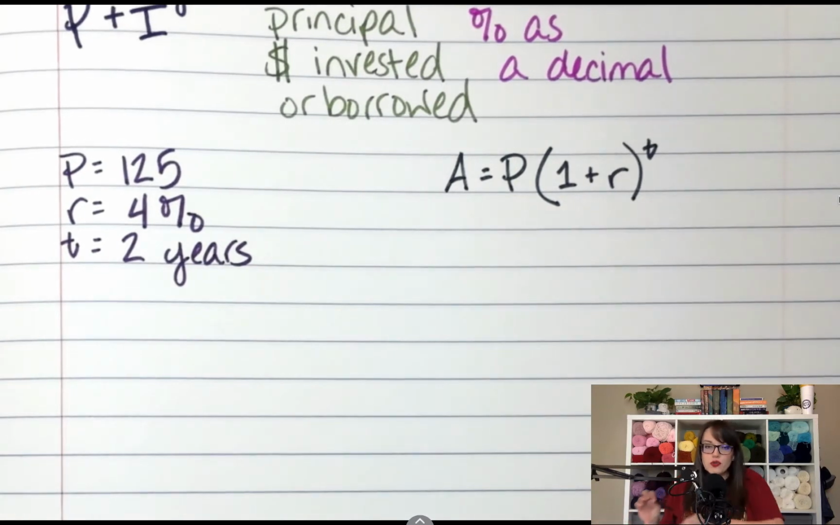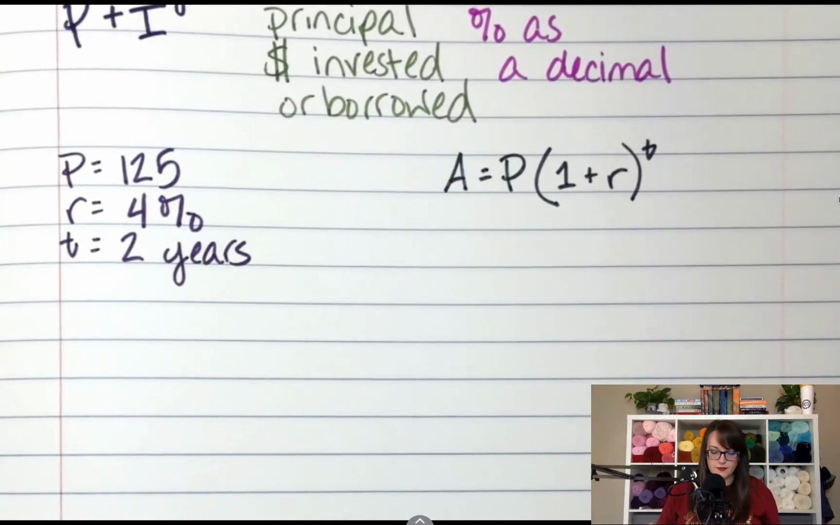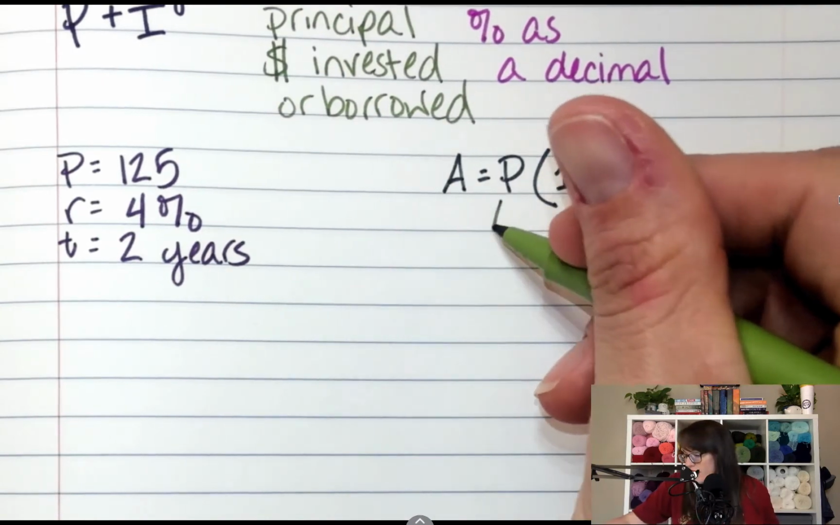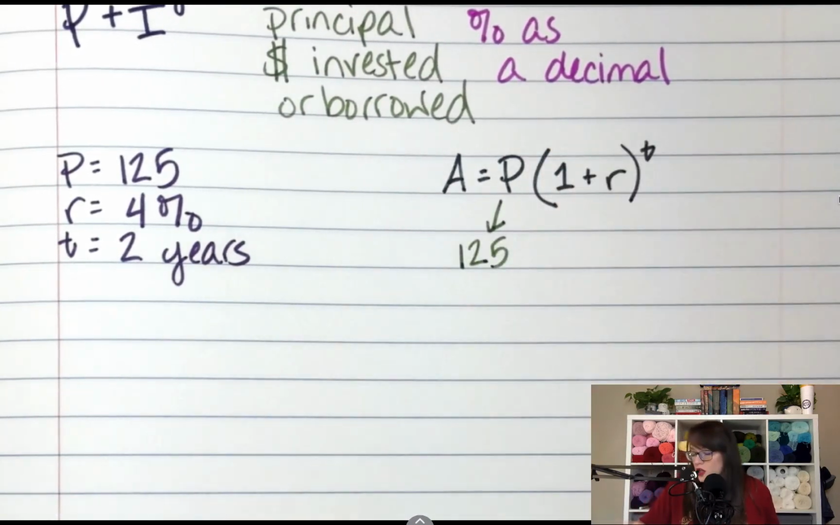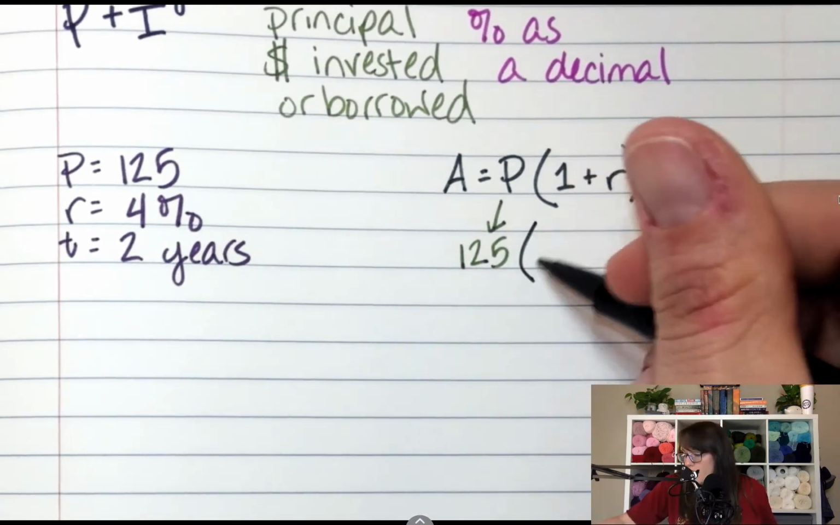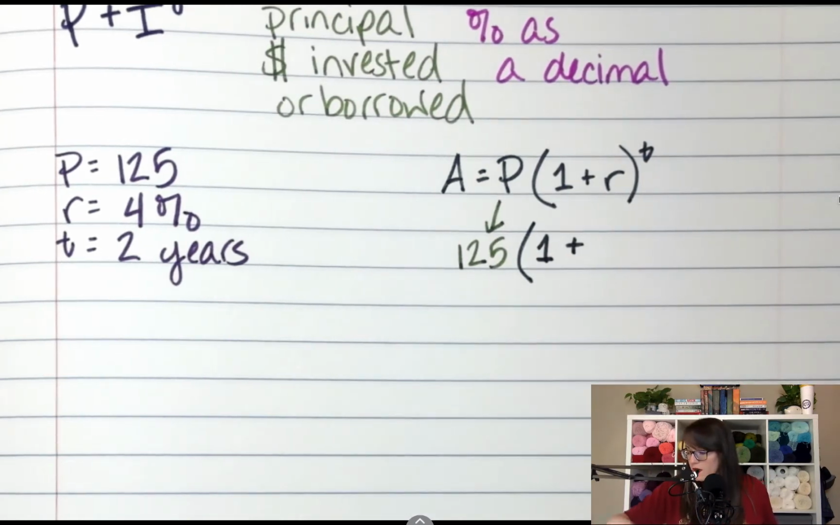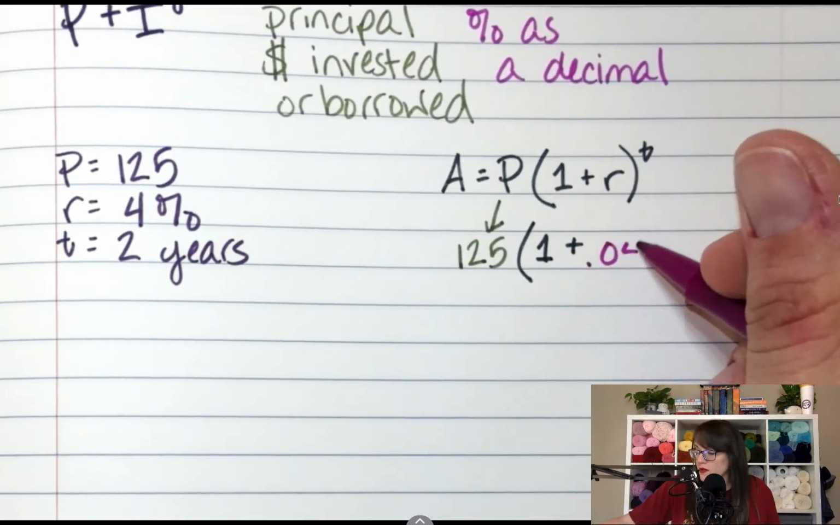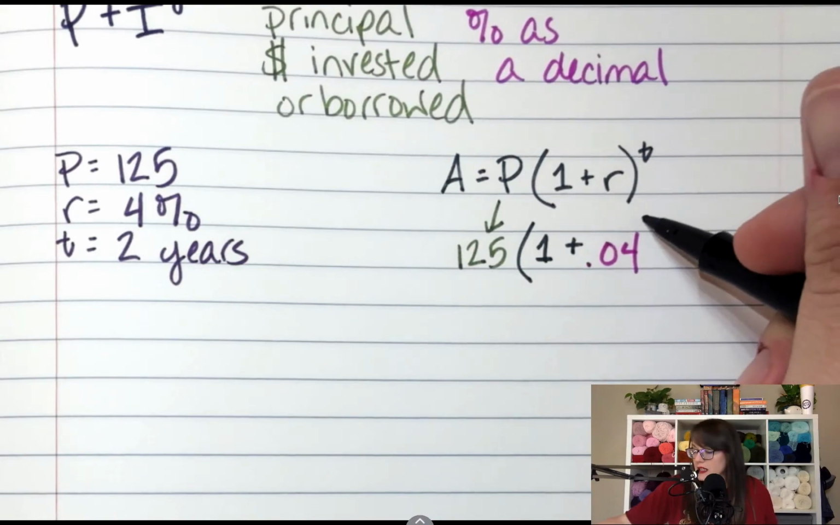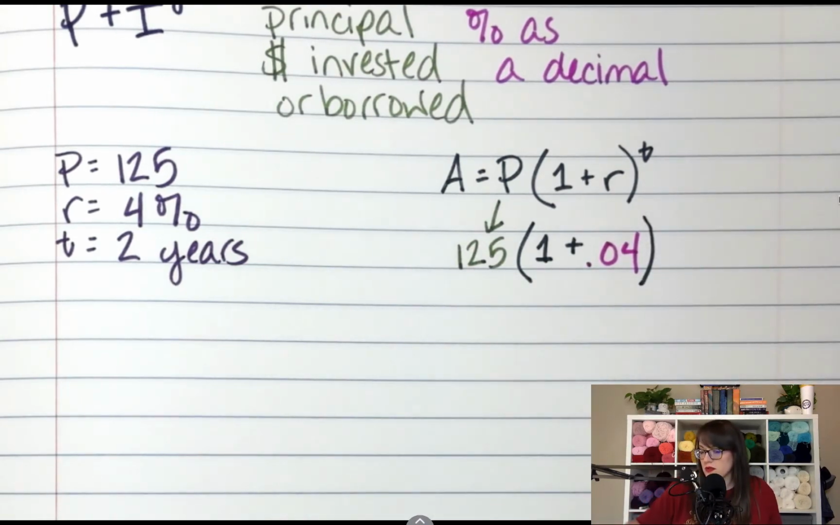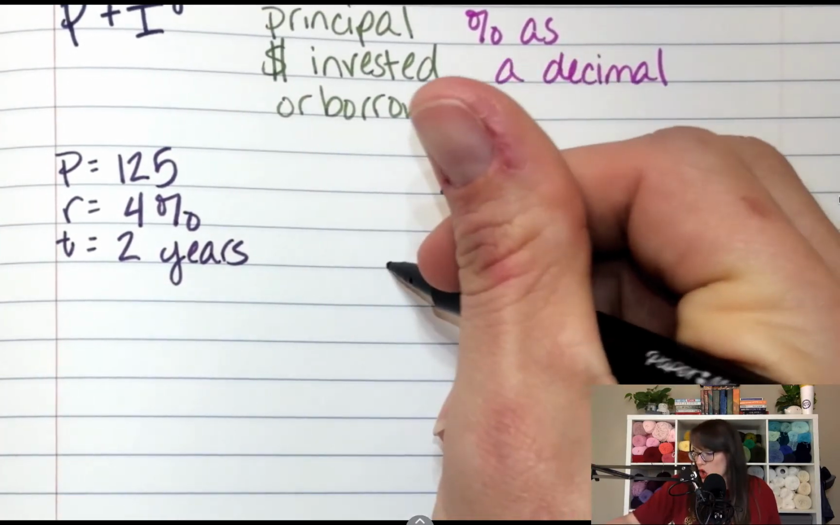All right. Do you know the principal? Yes, the principal is 125. Do you know the percentage rate? Yes, the rate is 4%. Oh, wait, as a decimal. 0.04. All right. How many years? 2 years. And so that's going to tell us all of the money.